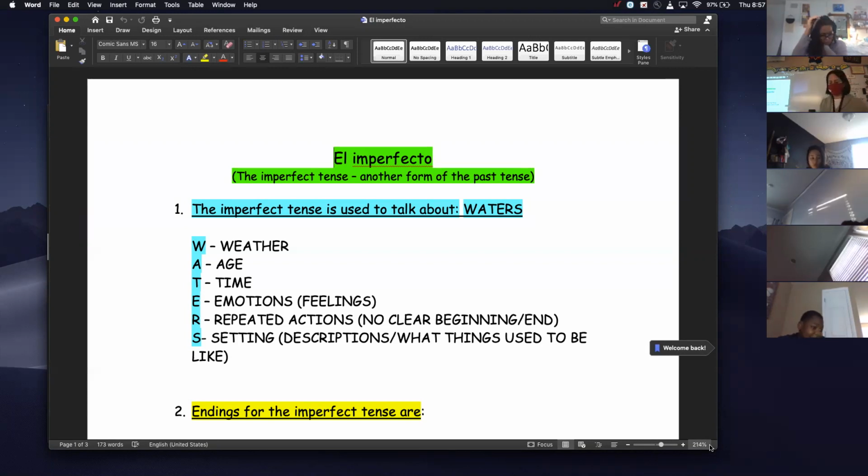So let's start out with the basics. You're looking at your notes, and I suggested that you remember this term WATERS. So you can look at it real quick. So you're thinking, okay, weather, age, time, emotions, repeated actions, and setting. So those are the reasons that we use the imperfect.